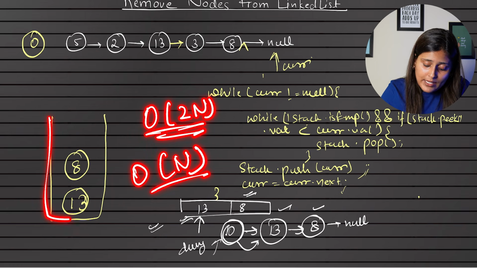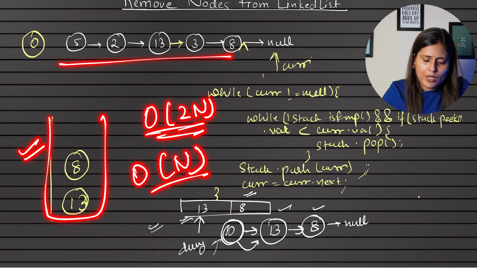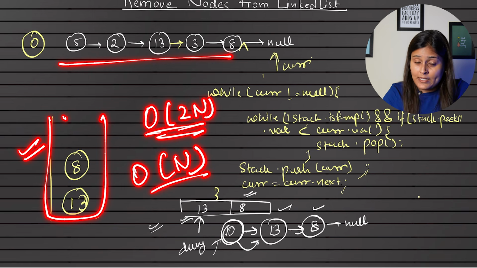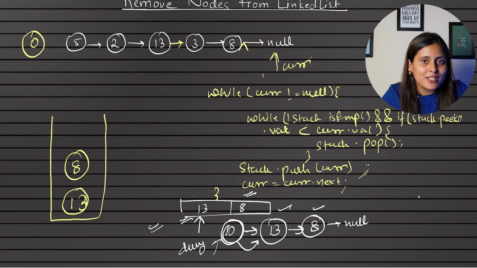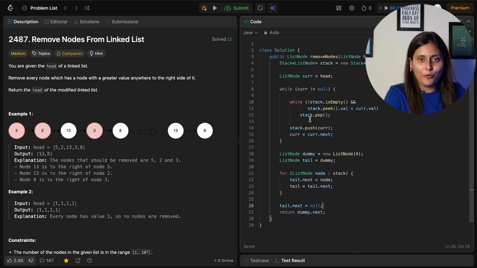Why? Because in the worst case, you will end up pushing every node in the stack. Correct? Extra space complexity is there, but time complexity you have reduced to linear. So can we write the code for this? So here is the code what we have discussed.